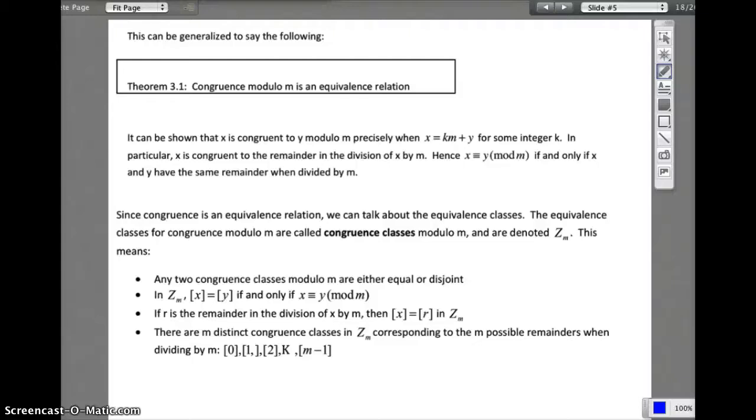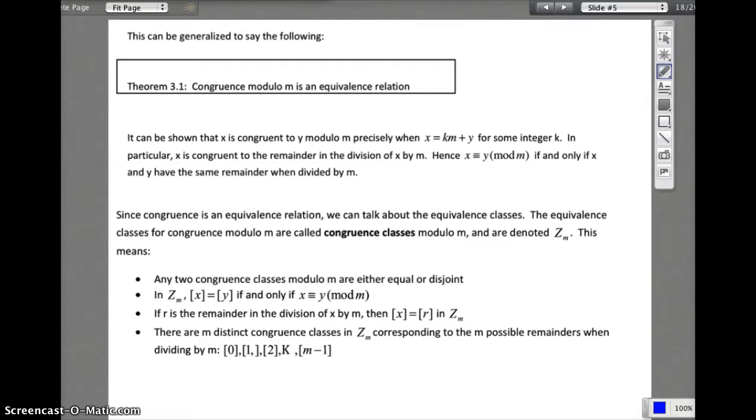In the last video for section 3.1, we showed that congruence mod 2 was an equivalence relation. And really, if you look at our proof, we didn't really need the 2 that much. We could generalize this to say that congruence mod m is always an equivalence relation. So, some other ways of phrasing what we've seen so far.